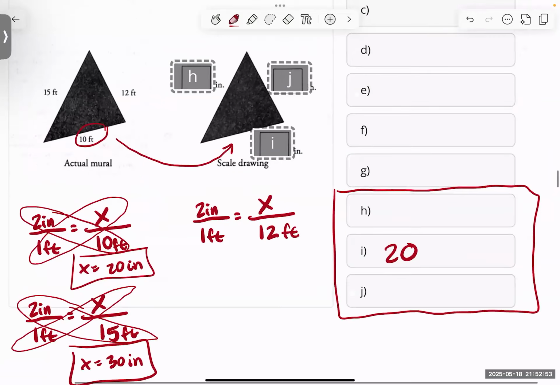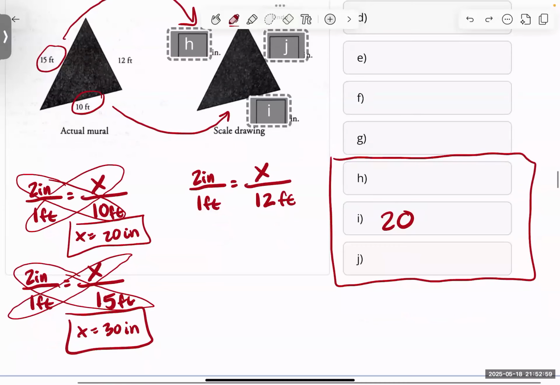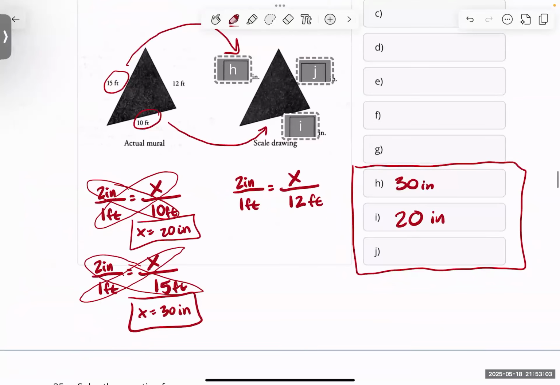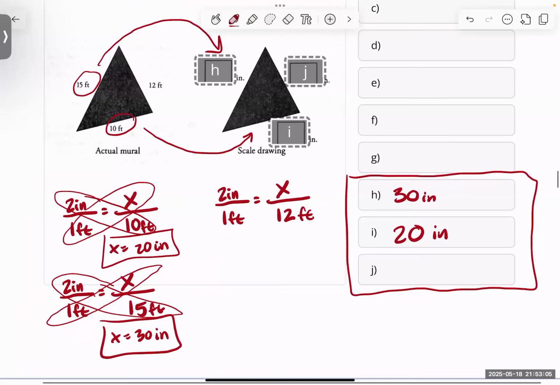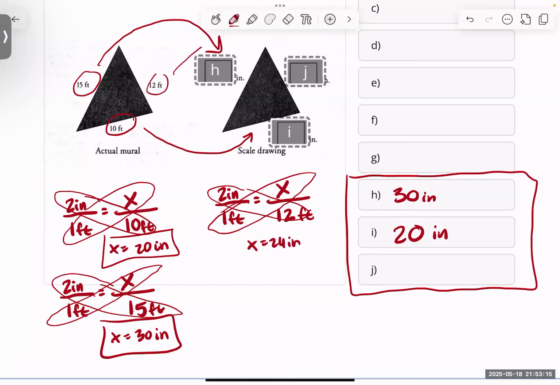Now, where's 15? This side corresponds to this side. So H is 30 inches. I don't know if it makes you write the units, but you get the idea. 2 times 12, which is 24, divided by 1, which is just 24. X is 24 inches.